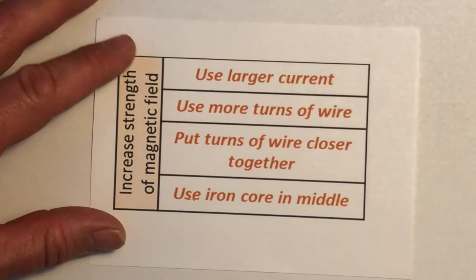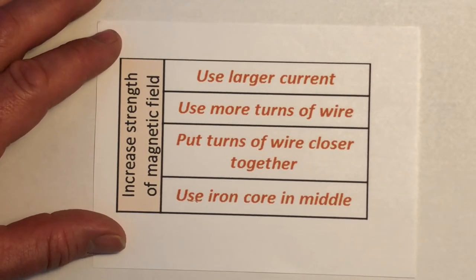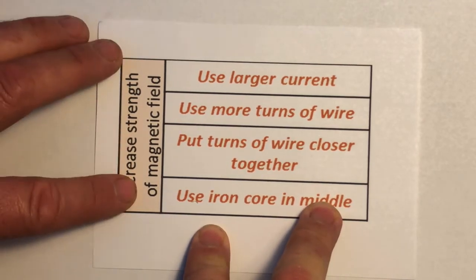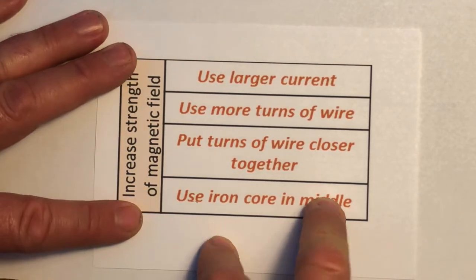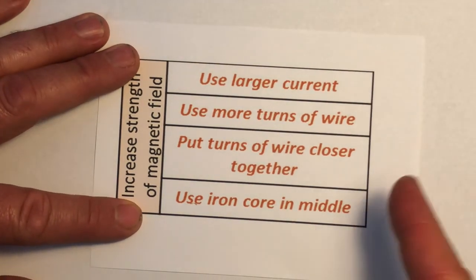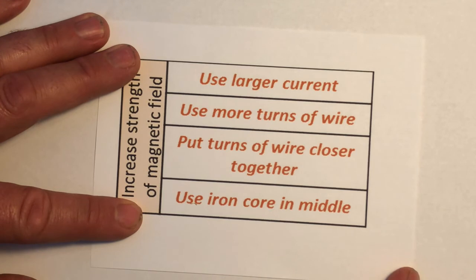In a GCSE exam, you need to be able to write down all of them. To increase the strength of the magnetic field, firstly, you use a larger current. So the more current, the stronger the electromagnetic field.